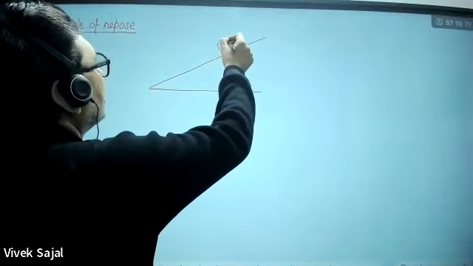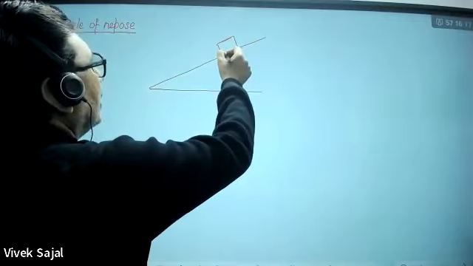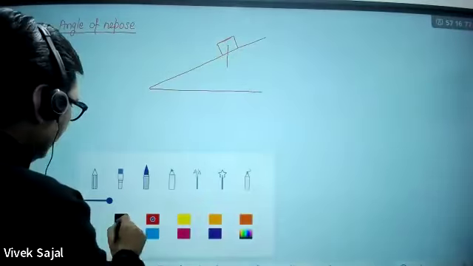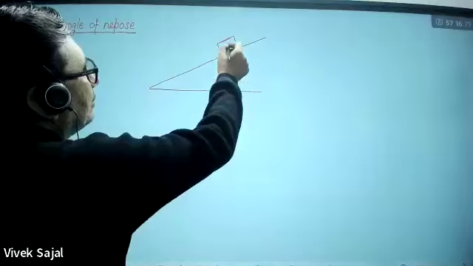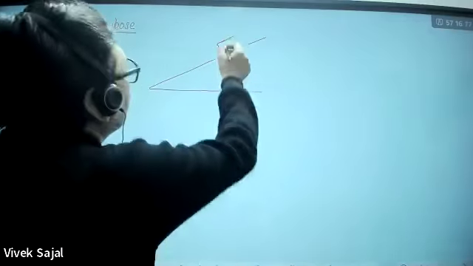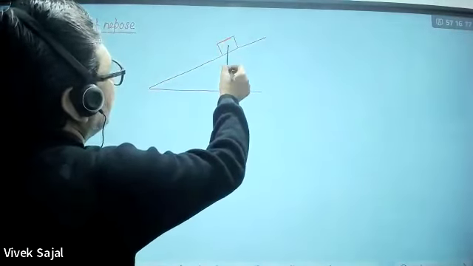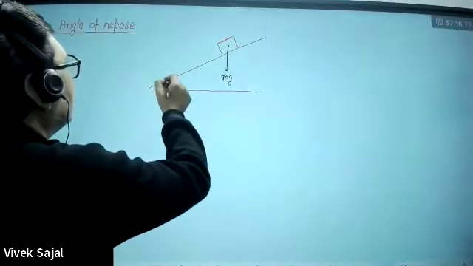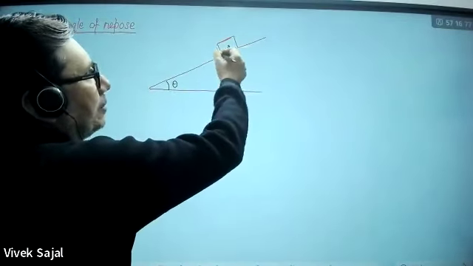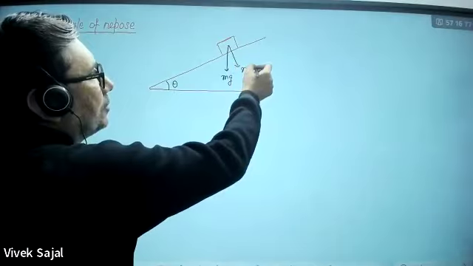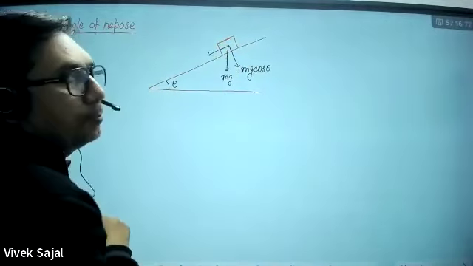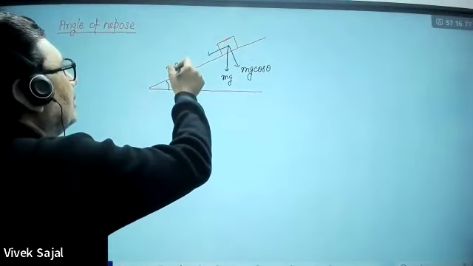Suppose a block is placed here on this inclined surface. Then in the downward direction its weight is going to act, this is mg. If this angle is theta, I can resolve this mg perpendicular to the inclined surface, which will be mg cos theta. And along the inclined plane there will be a component of mg, which will be mg sin theta.